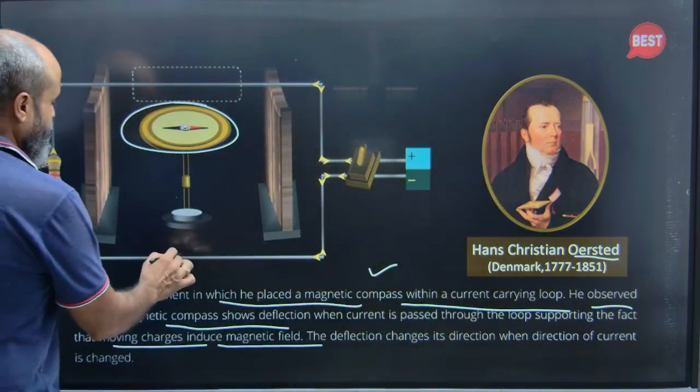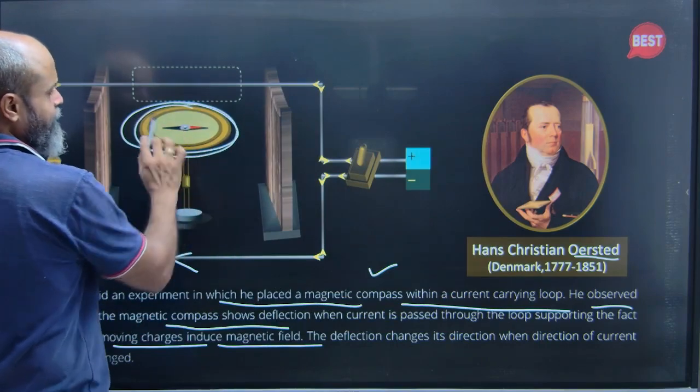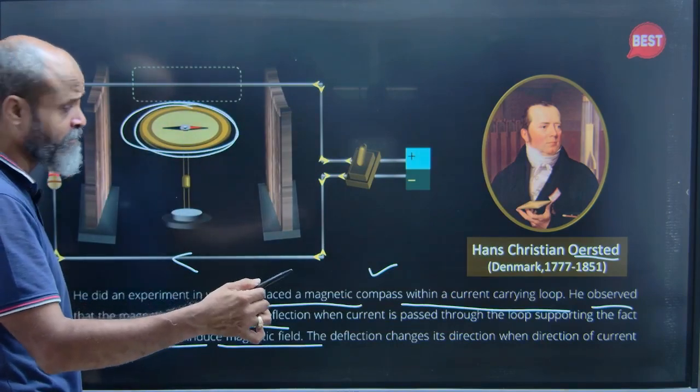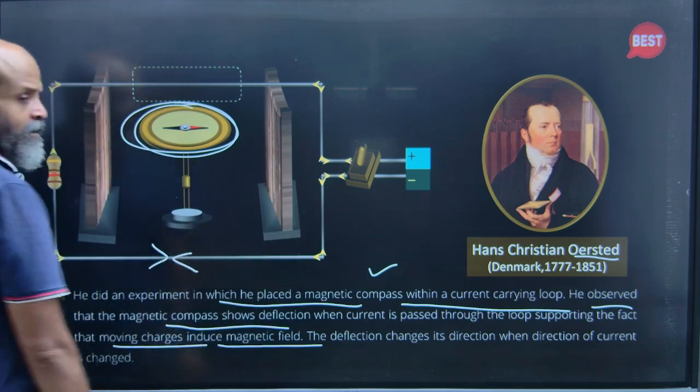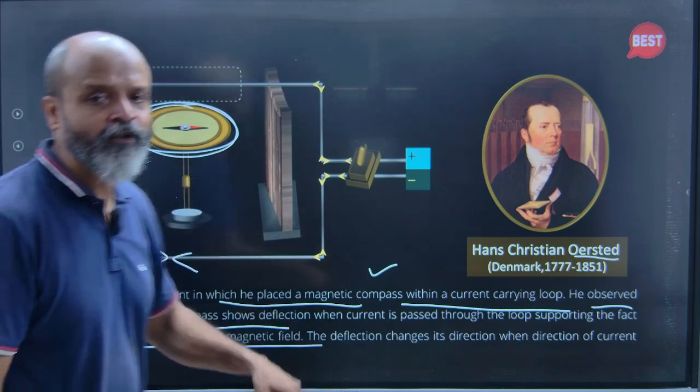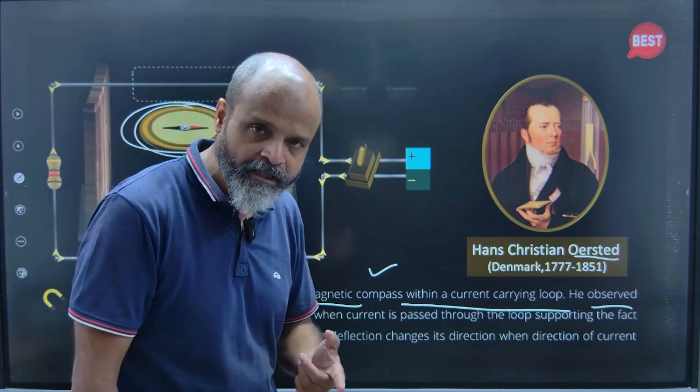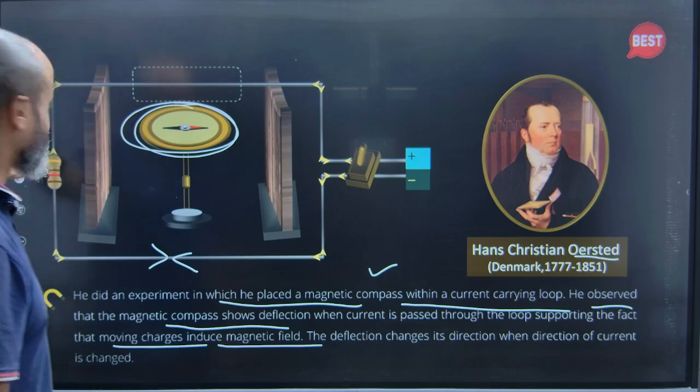So if the current is flowing in this direction, this magnetic needle is going to show a deflection in a particular direction. If the current moves in this direction, the magnetic needle will show a deflection in the opposite direction. Okay. So it's a very simple thing.